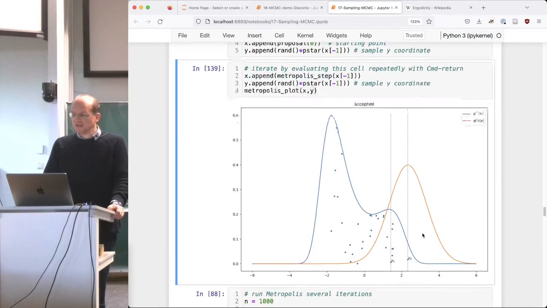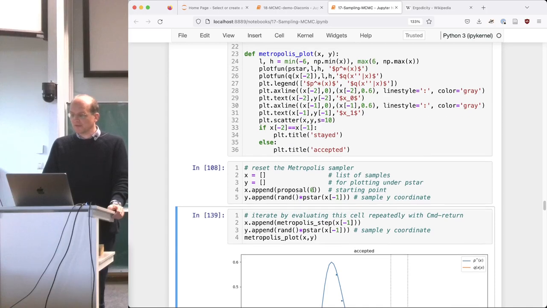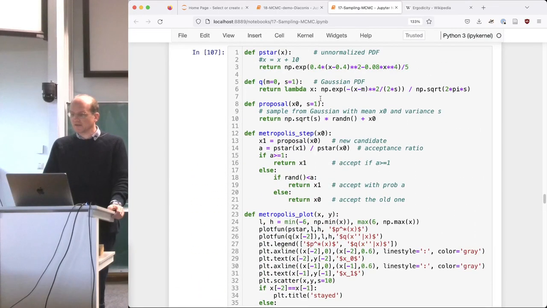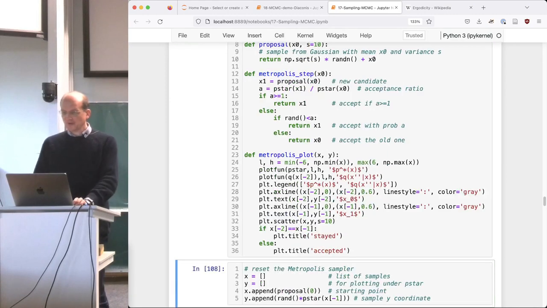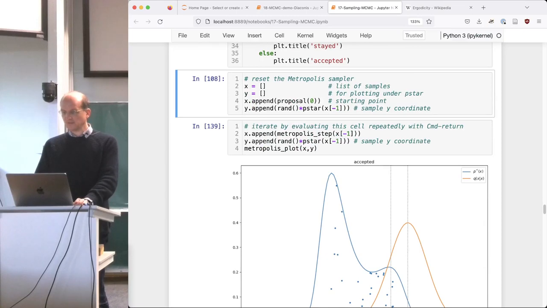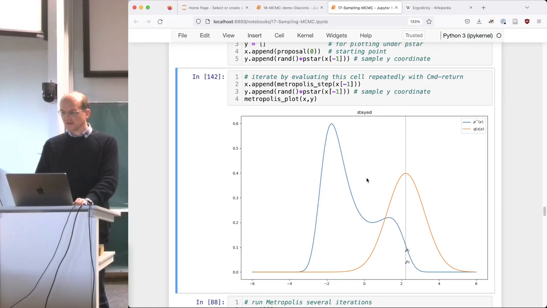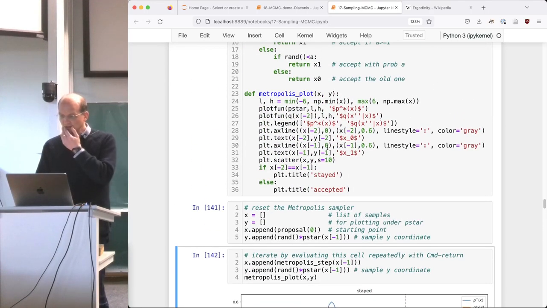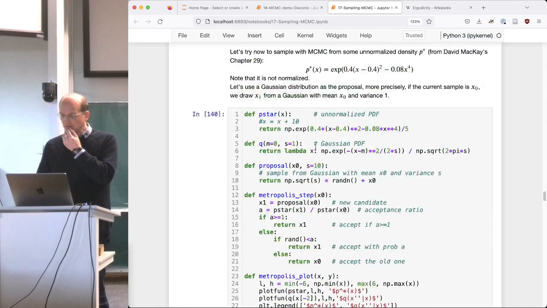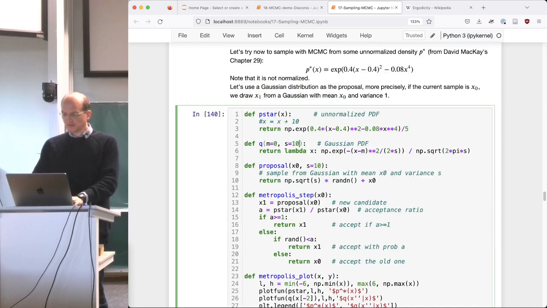And here's some other issue. What happens if my proposal distribution is much wider? Let's say I'm taking a variance of 10. Let's reset it and run it again. Why does it look like this? I hard-coded the variance in here, let me see. Oh, I also need to change the Q over here, so I also need to have the default value of 10. The Q is for plotting, and the proposal is for sampling.